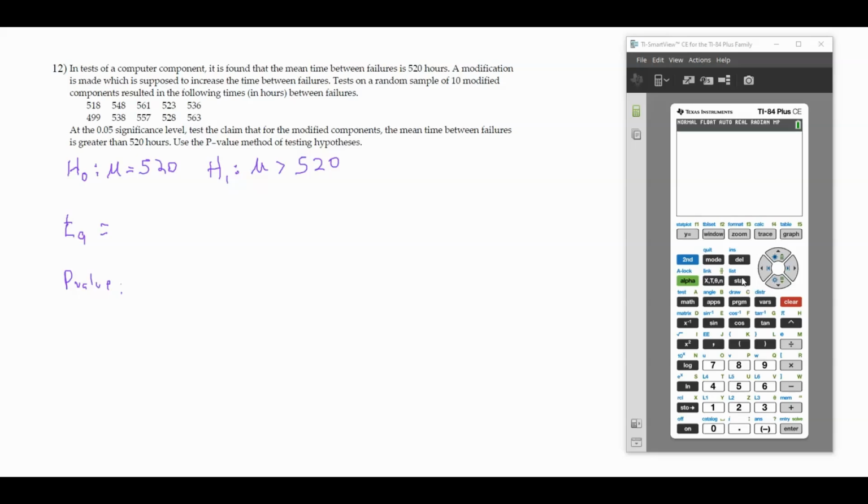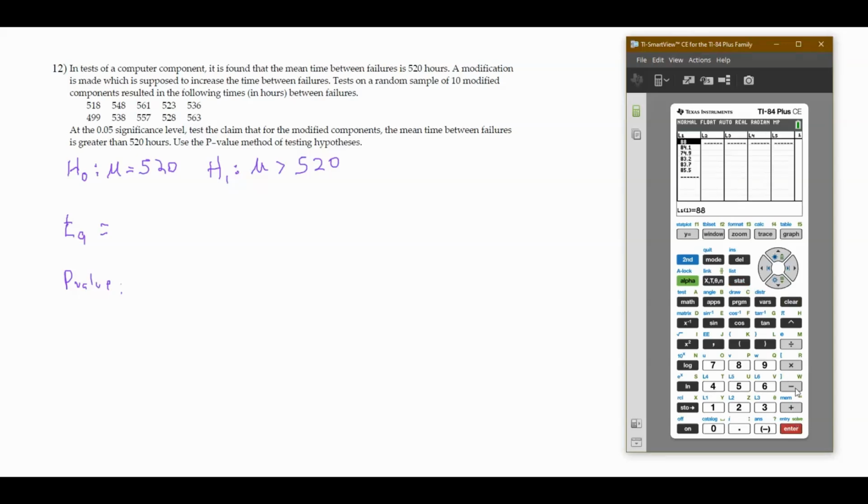So I'm going to put this data into a data list. So stat edit, I'm going to put it here in list 1. I'm going to type in this data. I'm going to pause the video, pause the recording, I should say. You can pause the video. I'm going to put in the data and then come back. Okay, so I have the data entered here in the list. And what I can do, I don't have to do this. It just depends on how you choose to use the function t-test.